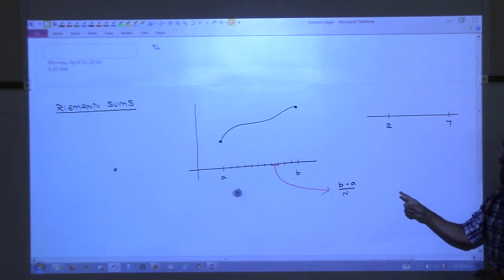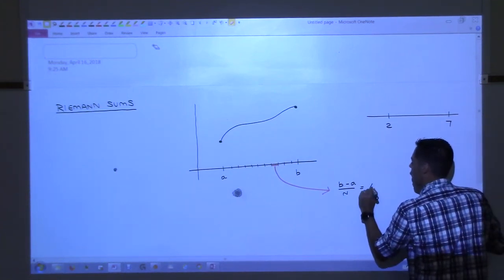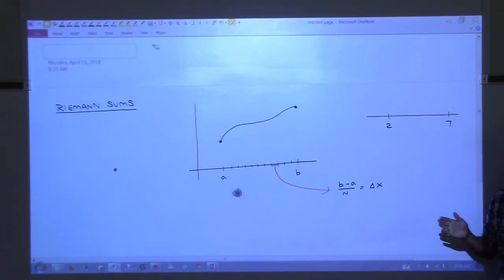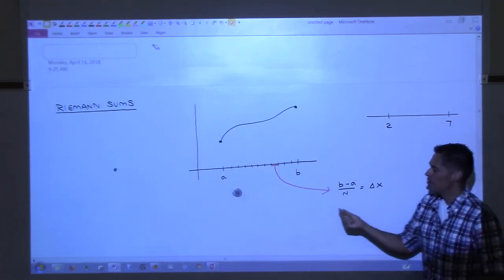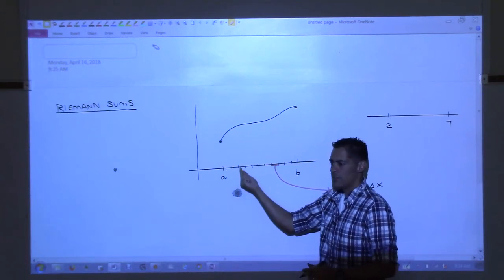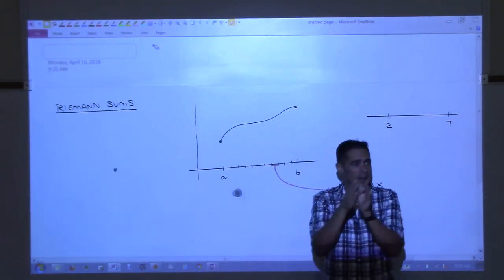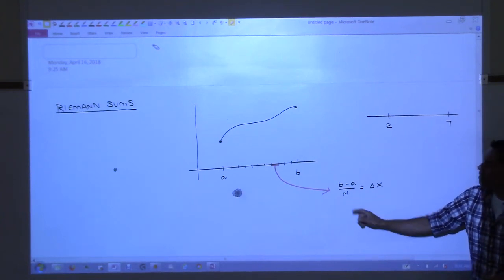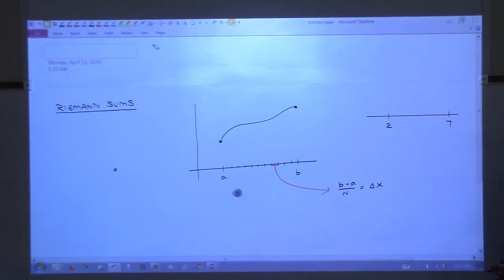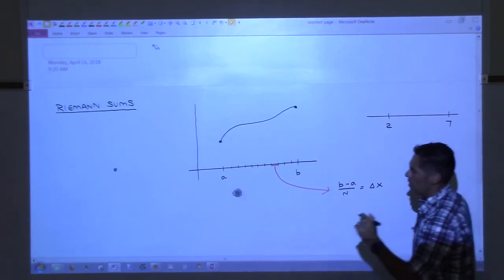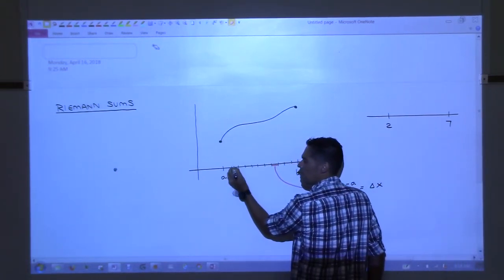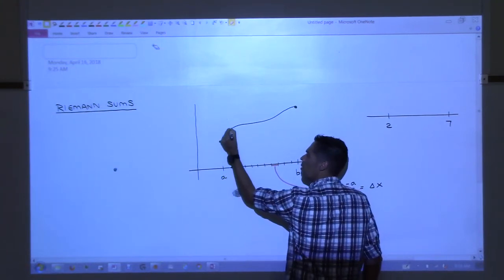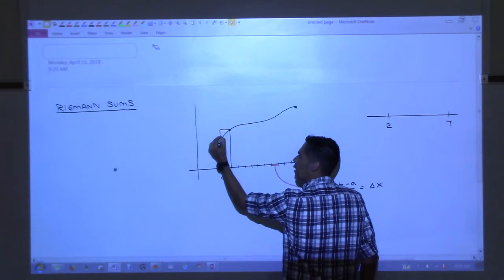Okay, I'm going to call that delta x, delta standing for change. So my change in x, every time I jump from one to the next, is by this amount, b minus a over n. Yes? All right, so now I'm going to try and draw my first rectangle. I'm going to start at the right endpoint of this interval, go straight up to the function, and that's going to create my rectangle, right?